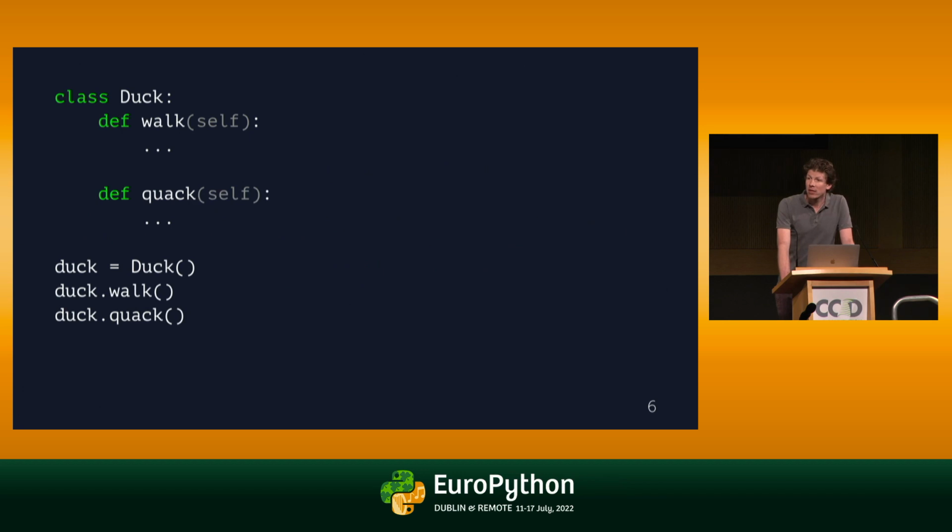So let's have an example here. Suppose that we have a class duck, and the duck can walk and quack, obviously, right? So we can make an instance of a duck, and then we can make the duck walk and quack. That's awesome.